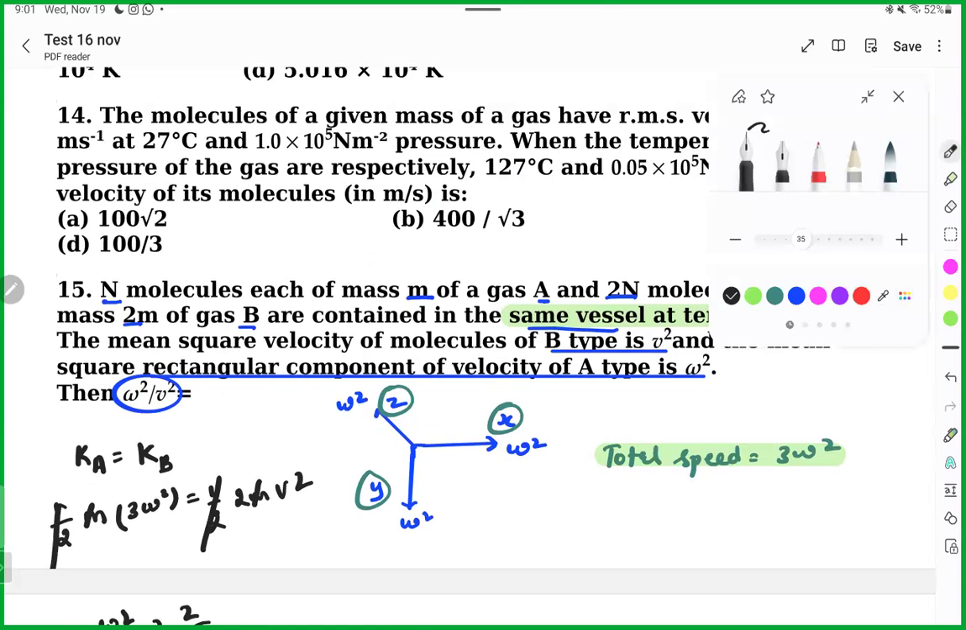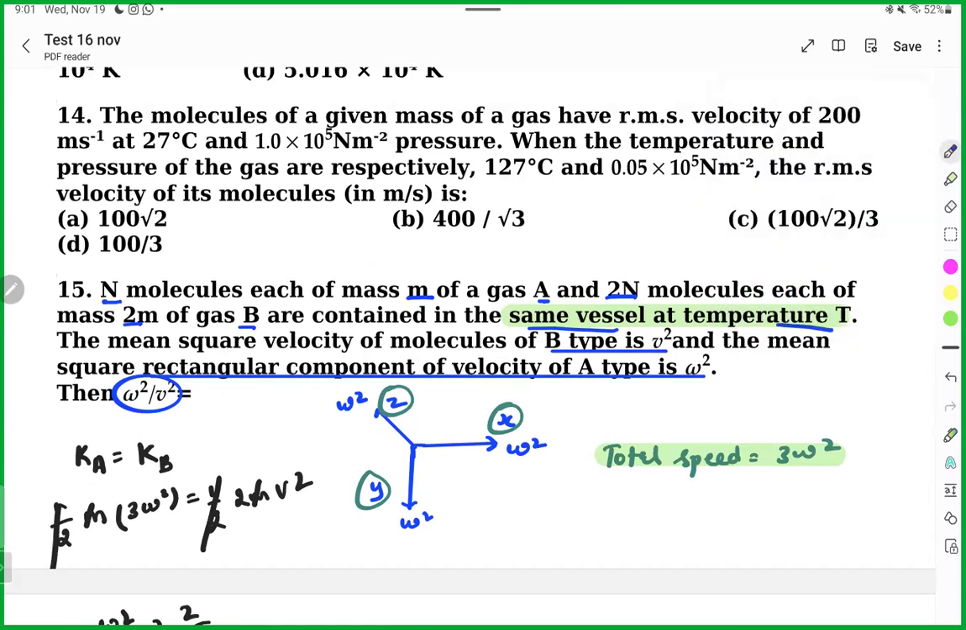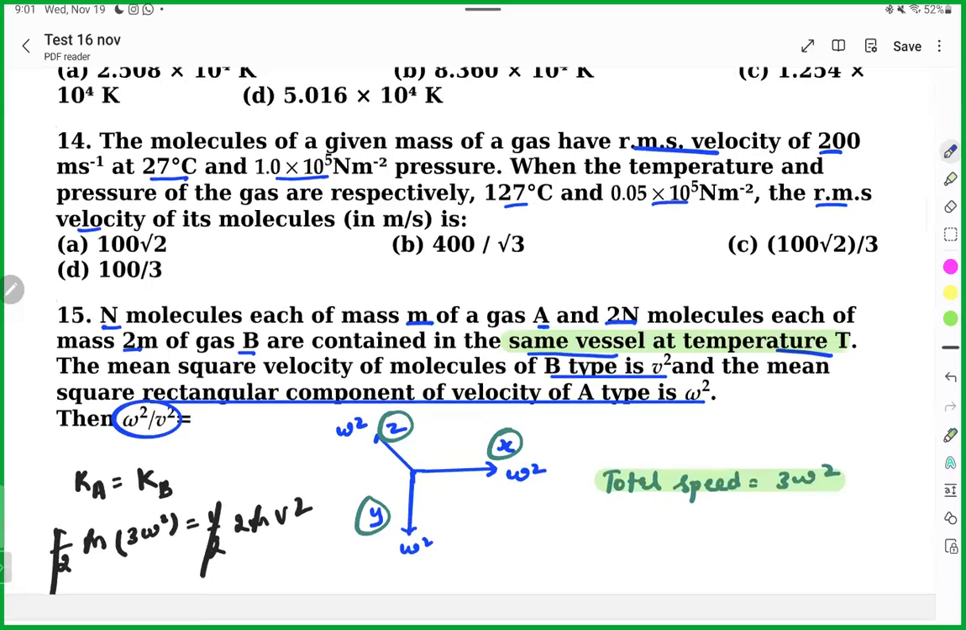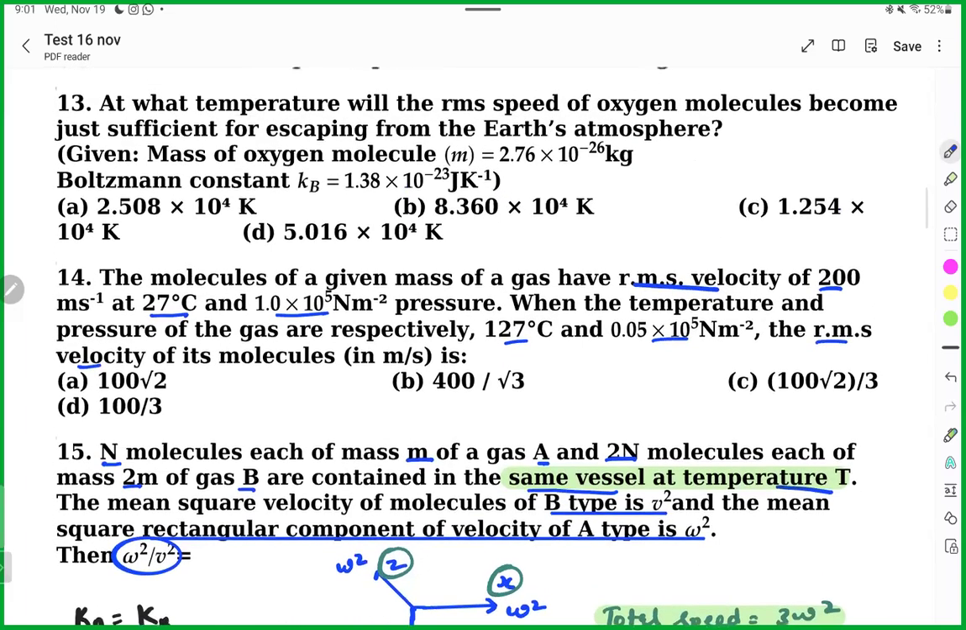Varinder, you solve. Tell me the next question. 14th. Of a given mass, RMS velocity is 200 at this temperature and this pressure. If the temperature and pressure are this, what will be the RMS speed? What should I do in this? Sir, VRMS is directly proportional to under root of temperature. Exactly. But that is the main thing.